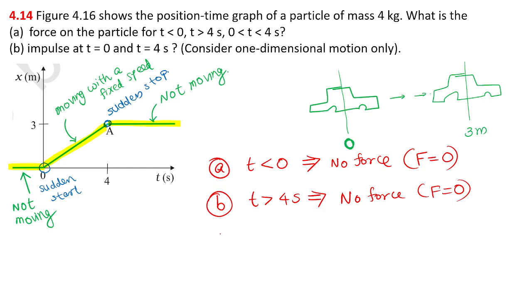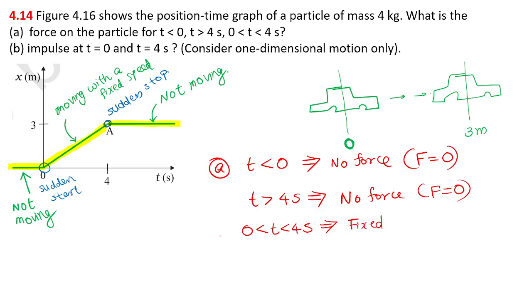No. C, not B, this is A part, 0 less than T less than 4 seconds. This part, most of the students have confusion. Not at 0. At 0, a huge force is applied. I am not talking about exactly at 0, but after 0, between 0 and 4 seconds. Between 0 and 4 seconds, the car is moving with a fixed speed. I told you, you have to memorize that the position-time graph will be a straight line for a uniform velocity. So between 0 and 4 seconds, the car is moving with a fixed velocity.